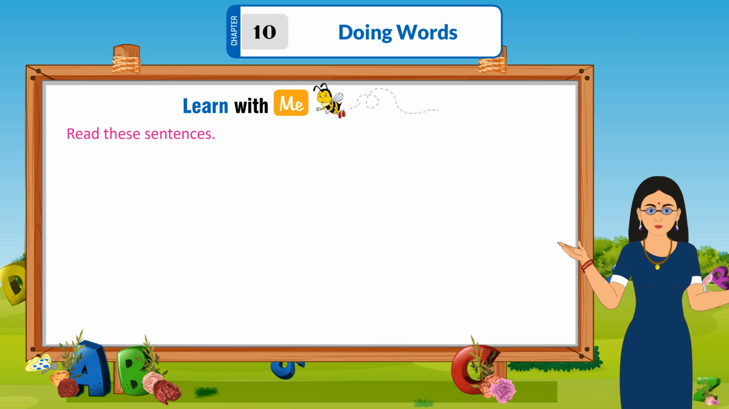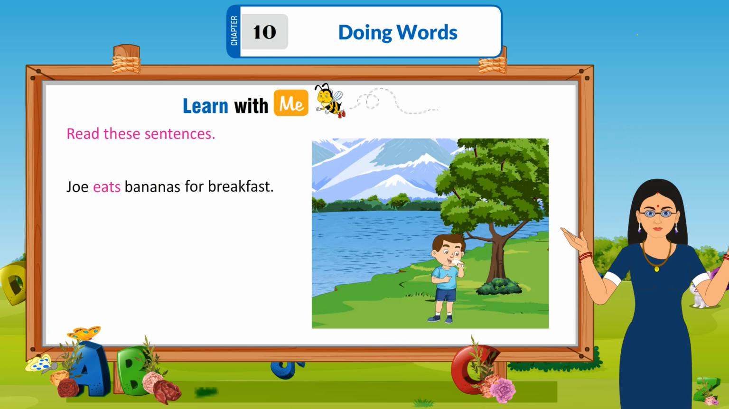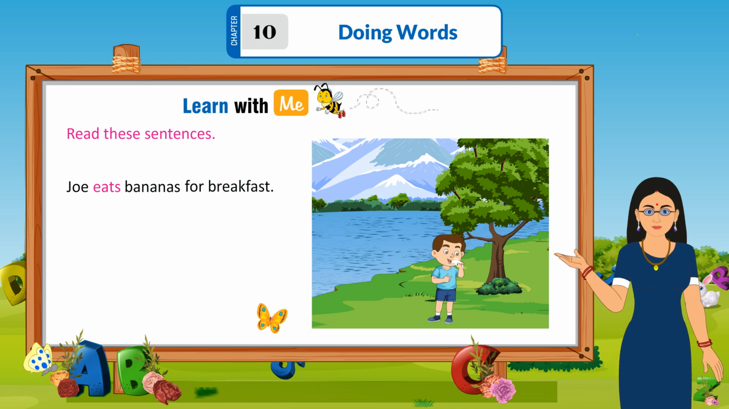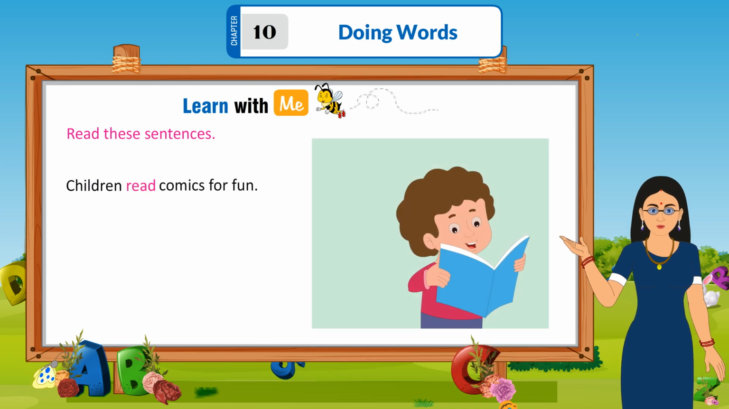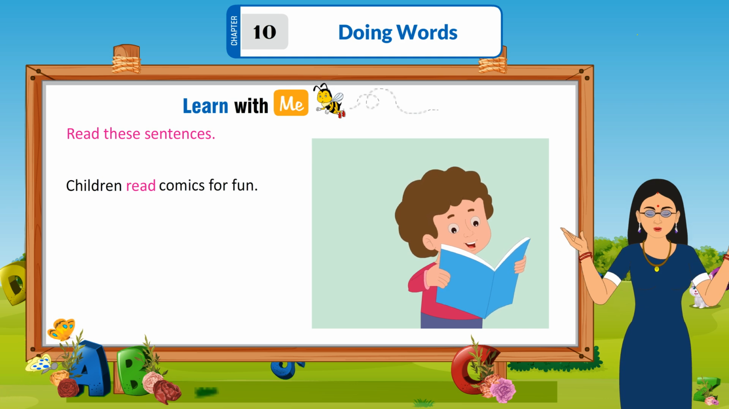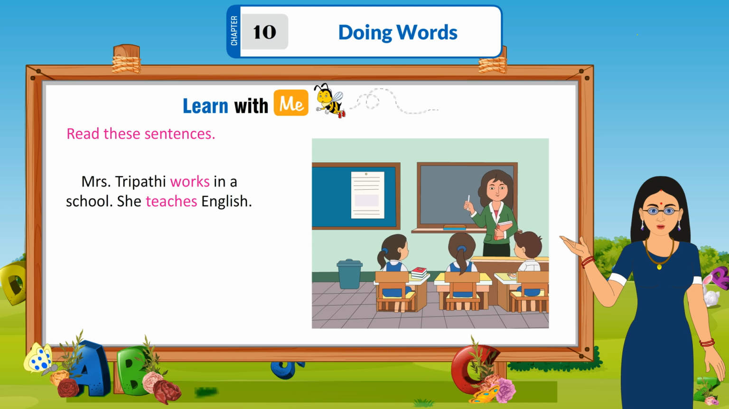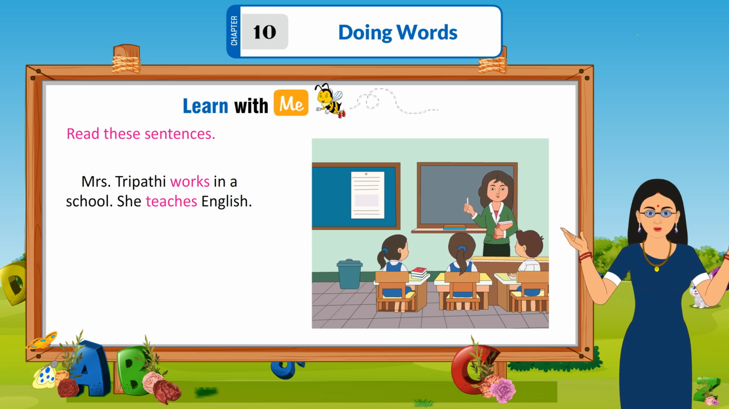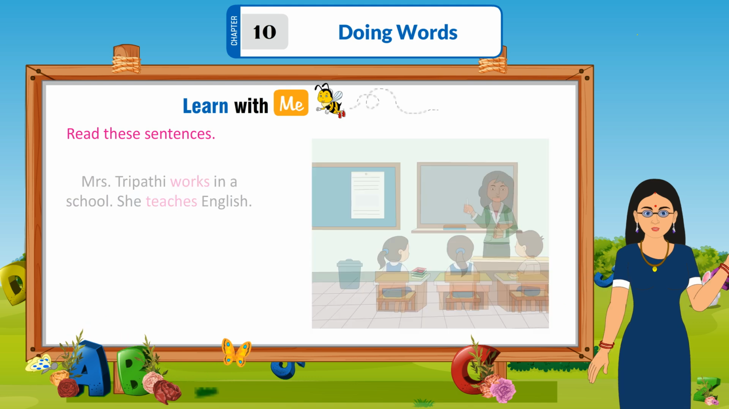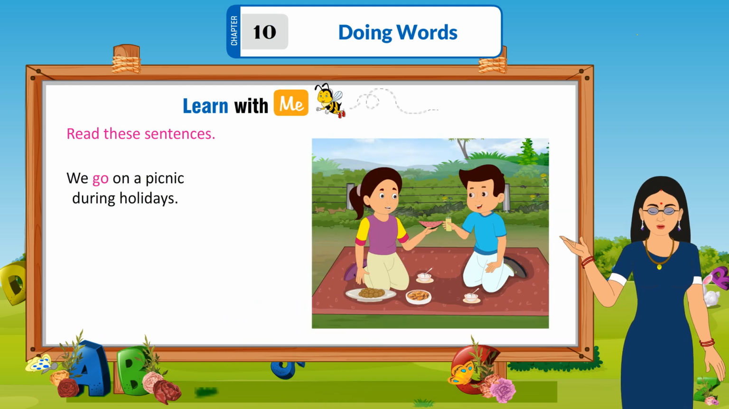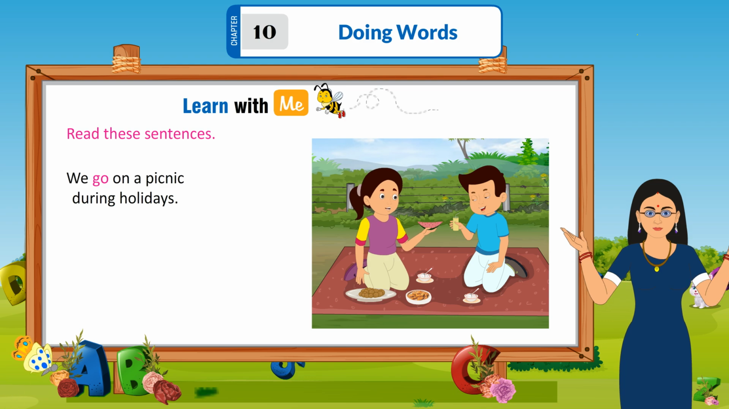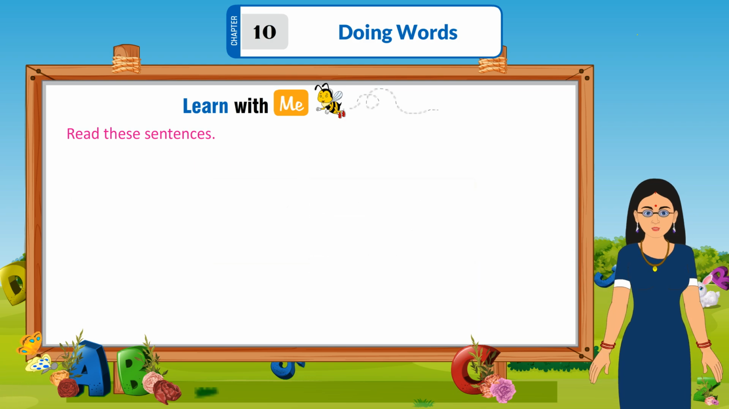Read these sentences. Joy eats bananas for breakfast. Children read comics for fun. Mrs. Tripti works in a school. She teaches English. We go on a picnic during holidays.